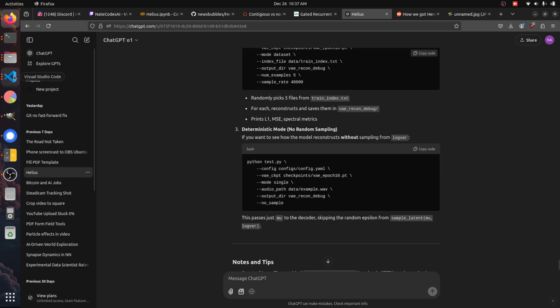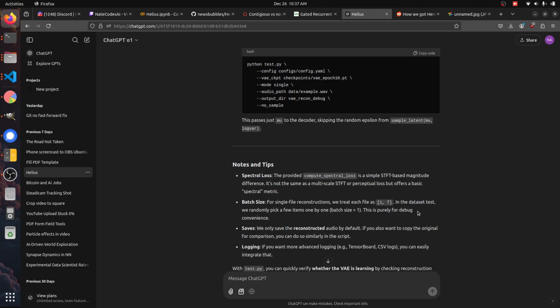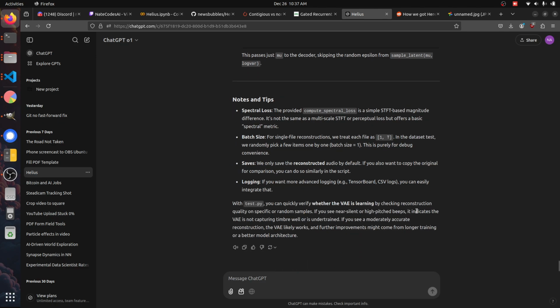Deterministic mode, no random sampling. If you want to see how the model reconstructs without sampling from logvar, just pass mu to the decoder, skipping the random epsilon from sample latent. Okay. So notes and tips. Spectral loss. The provided compute spectral loss is a simple STFT-based magnitude difference. It's not the same as multi-scale STFT. This has to do with a Fourier transform or perceptual loss, which means you're going to be seeing a spectrum over quite possibly the difference, the loss. So, yeah, this is spectral loss. Okay, that's cool. That's a nice function.